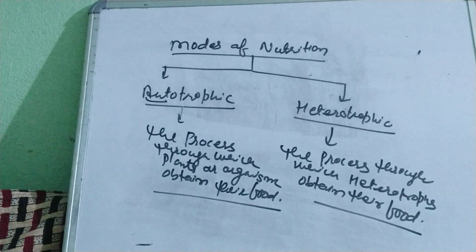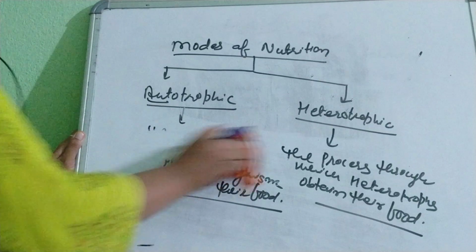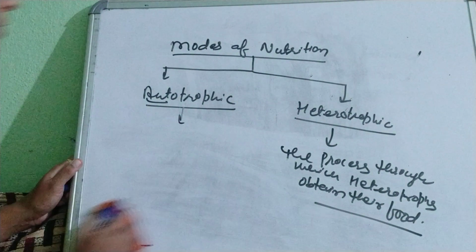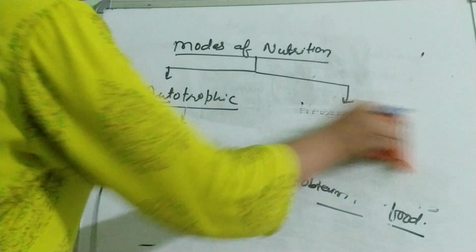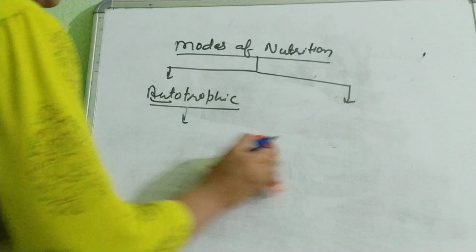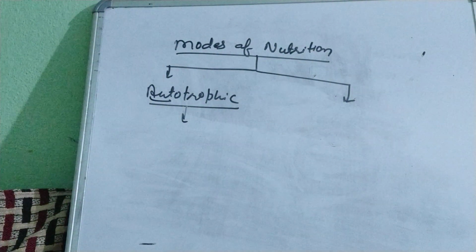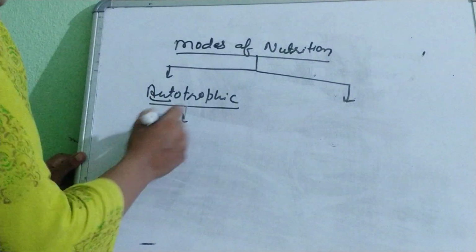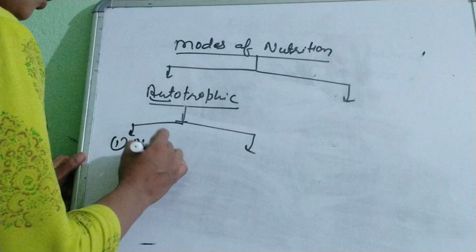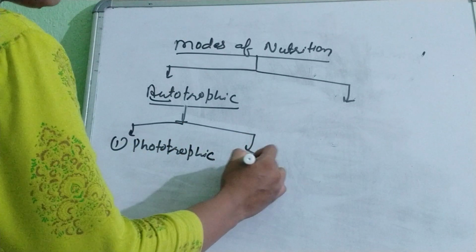Now, depending upon the source of energy, how many types of autotrophic nutrition are there? There are two different types of autotrophic nutrition. One is phototrophic and another is chemotrophic. Remember, autotrophic nutrition is of two types: first, phototrophic, and second, chemotrophic.